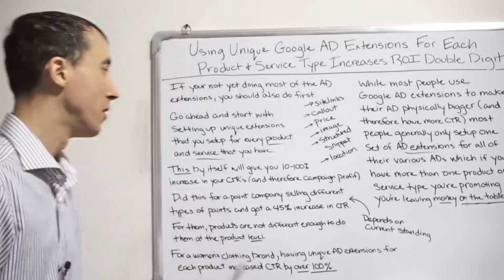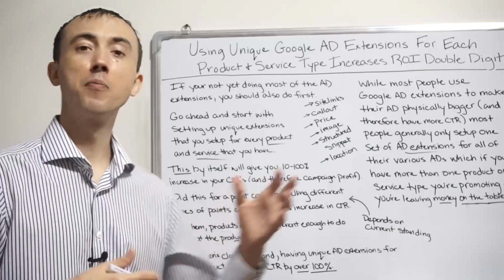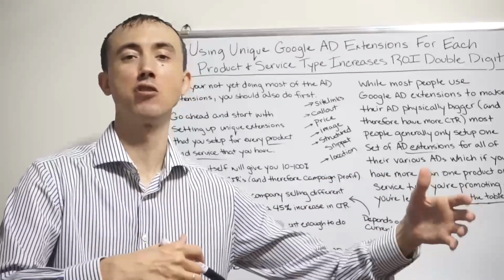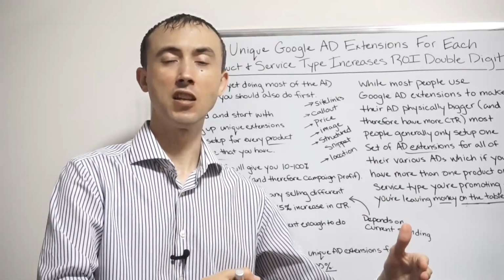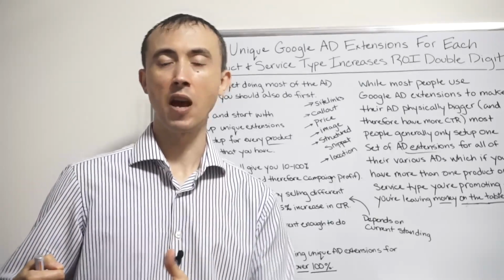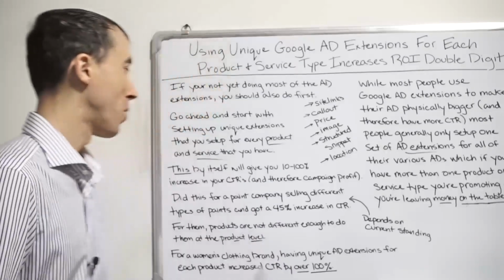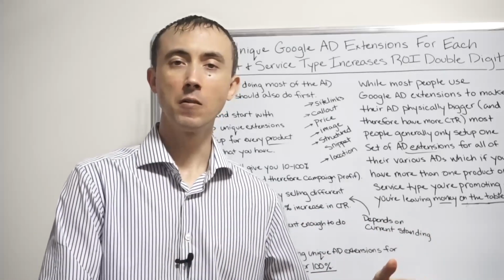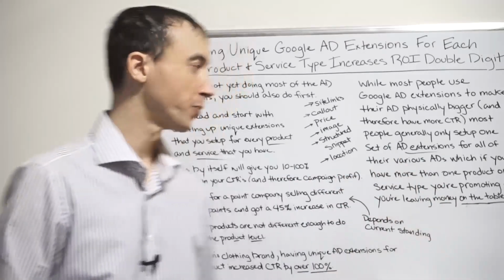For the paint company, as I mentioned, they had a lot of products, but they have different categories of paint, so we went to the extent of setting up ad extensions for each category, so that all the paint products in one category get one unique ad extension set. Another category of paint that the client sells, for a totally different application, gets another unique ad extension set. We were able to get a 45% increase in their overall click-through rate just by adding unique ad extensions for each category of paint that they offered.